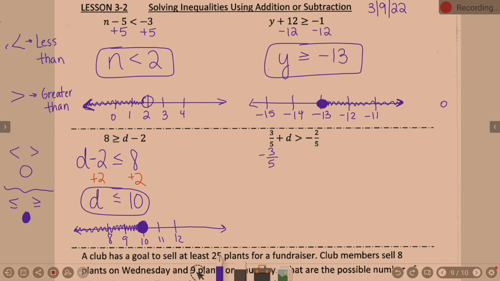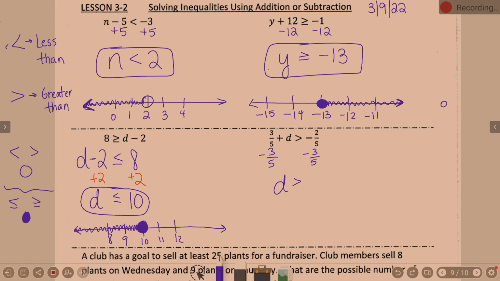If I subtract 3/5 on the left, you have to do it to the right. I'm going to subtract 3/5 on the right. And keep in mind, I could have switched the D and 3/5 if that made you feel better, but I didn't have to. 3/5 minus 3/5 cancels. Carry the D down. Carry down the greater than sign.